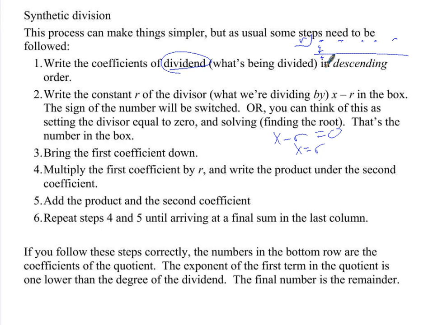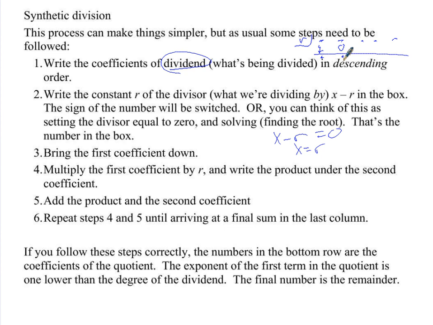Then, multiply the first coefficient by r. So this number right here gets multiplied by this, and I write that result right there. So now I'm sitting here. Add the product to the second coefficient. So now I add these two numbers together and I write that answer there. And then I just repeat. So repeat steps 4 and 5 until you get all the way through this division problem.